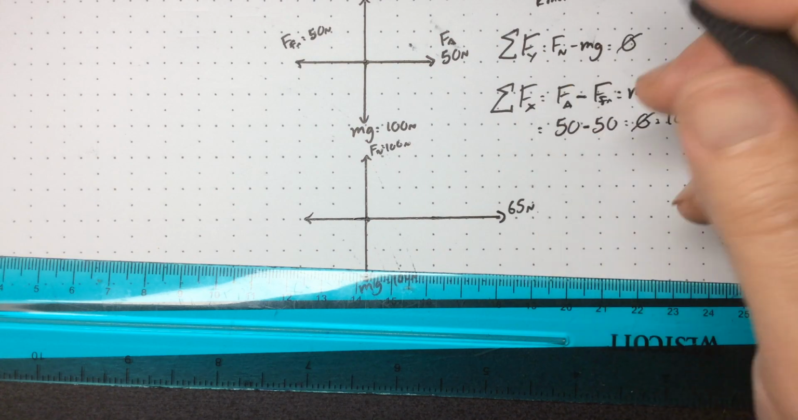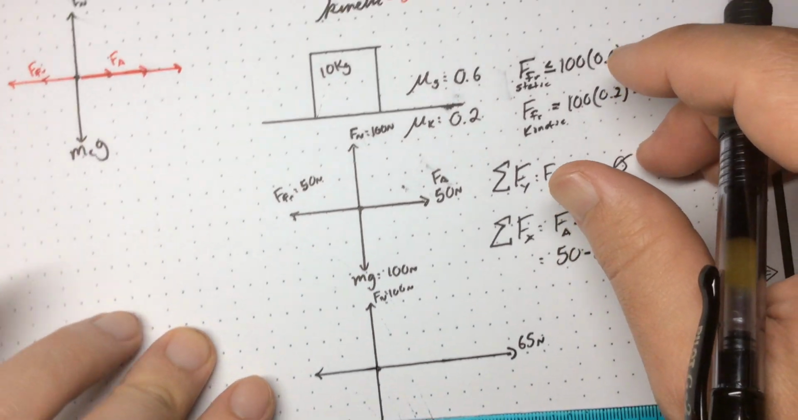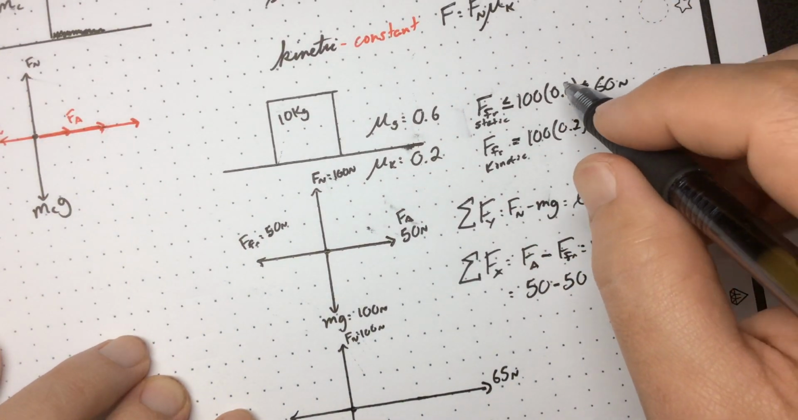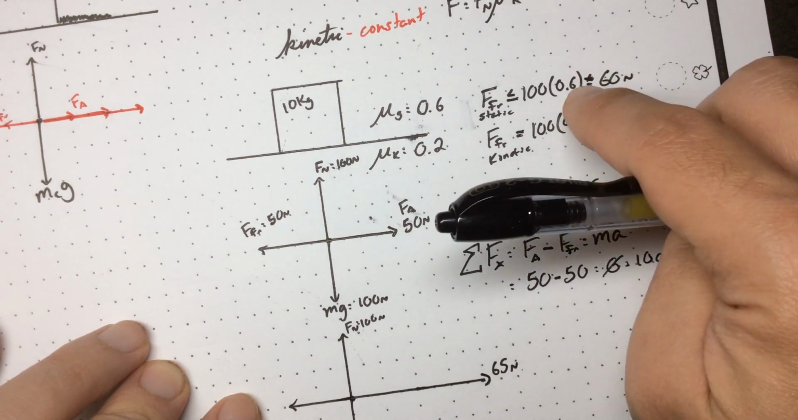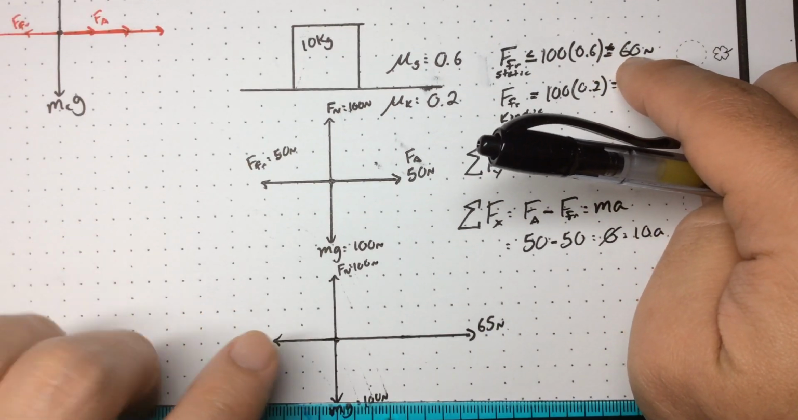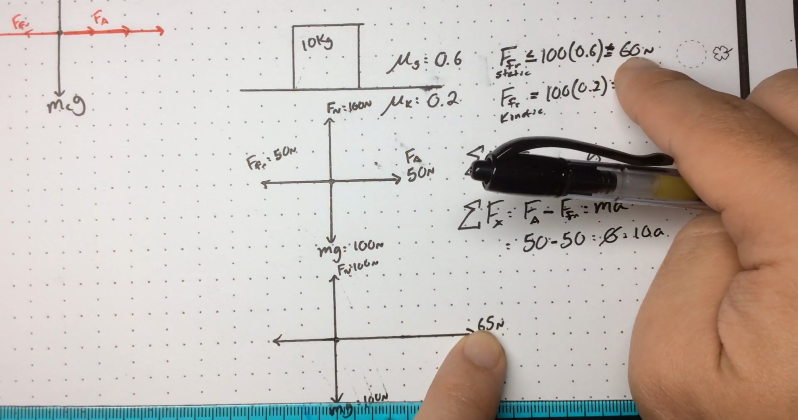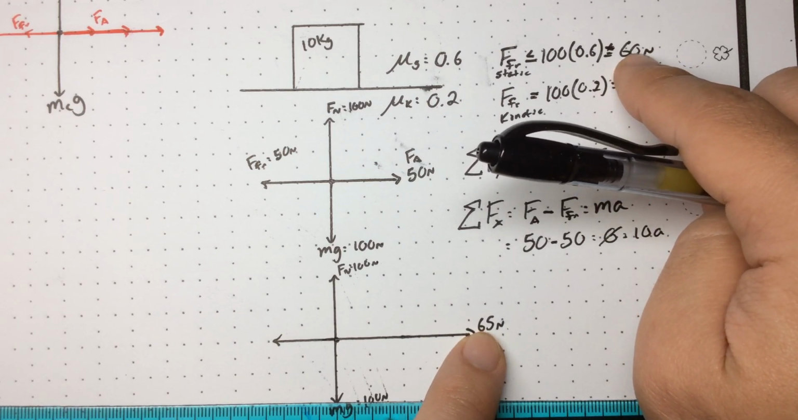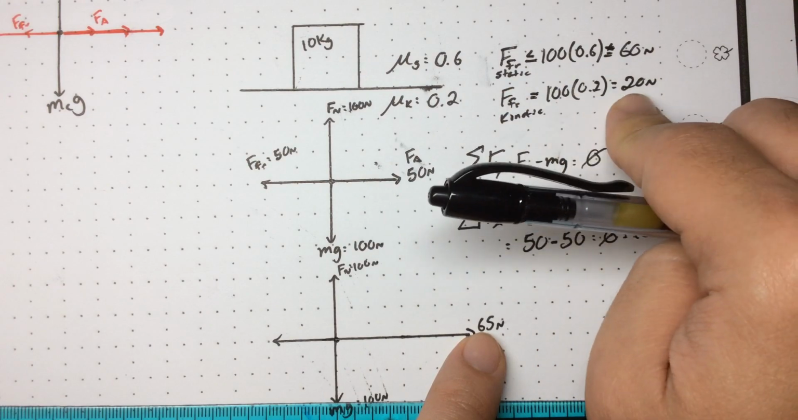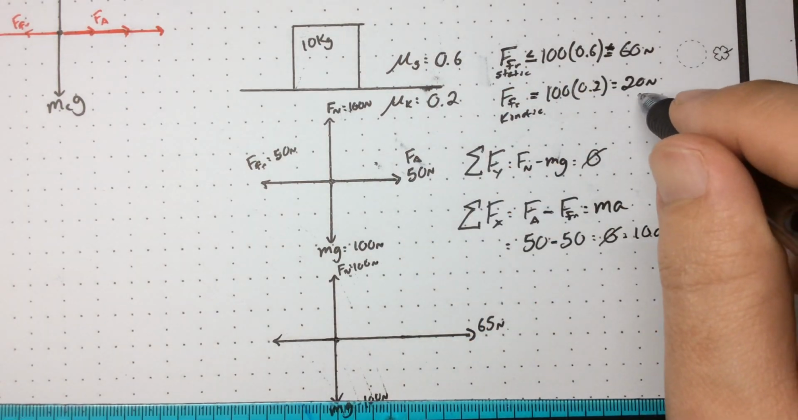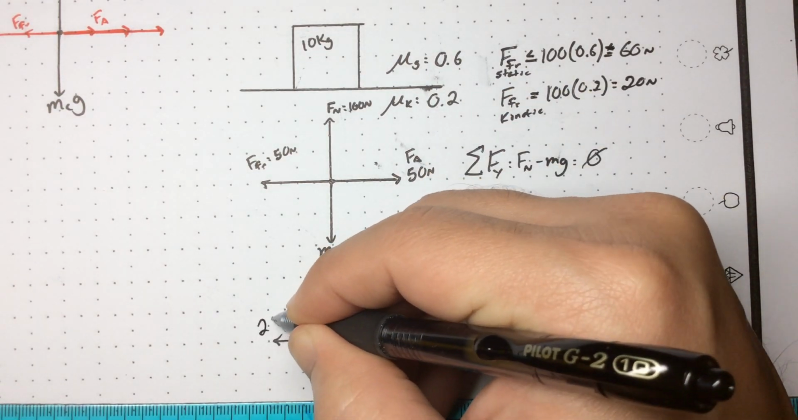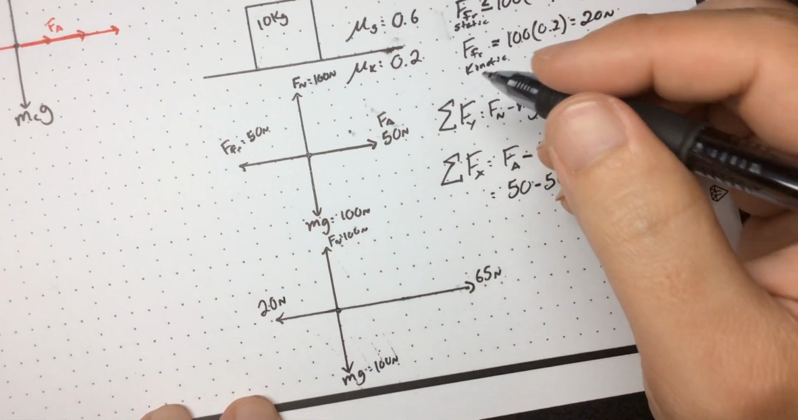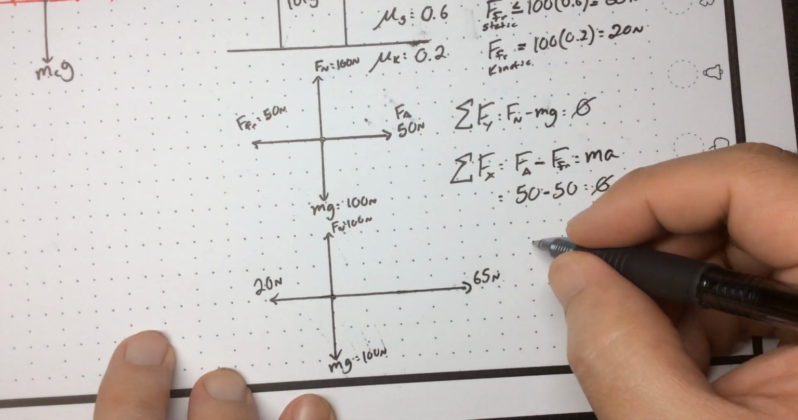But in this case, we already know that static friction, in other words the friction to hold it, can still only be up to 60 newtons. Well, if we push on it and we get 65 newtons, we've broken static friction. So what happens now is we need to go down to kinetic friction, and kinetic friction can only be this number. So kinetic friction is 20 newtons. And so if we look, we've got a small problem.